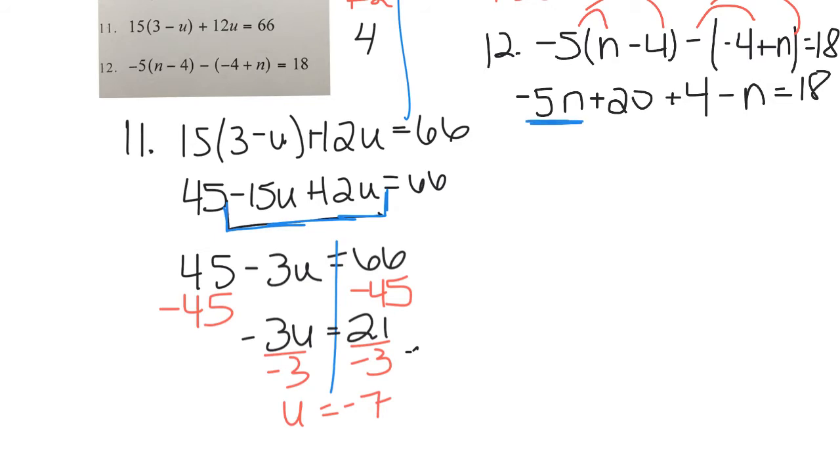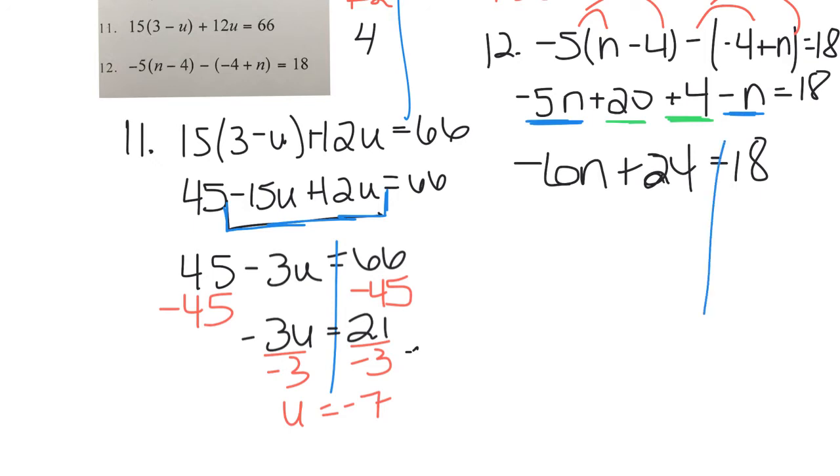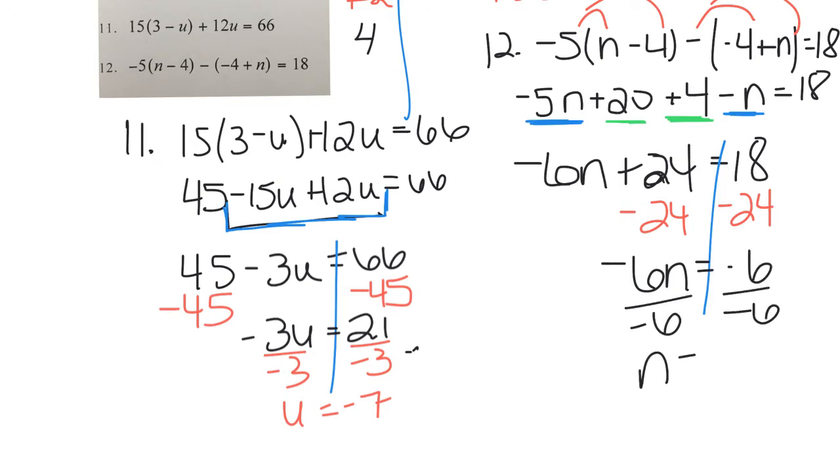And I have like terms. I have a negative 5n and a negative n. That is negative 6n. And I have a 20 plus a 4. Those are on the same side of the equal sign, so I'm just going to combine like terms. Plus 20 equals 18. No, not 20, sorry, 24. 24 equals 18. Now I'm here at my two-step equation to solve. I'm going to undo the addition by subtracting 24. I get negative 6n equals negative 6. Divide by the negative 6, and n equals 1.